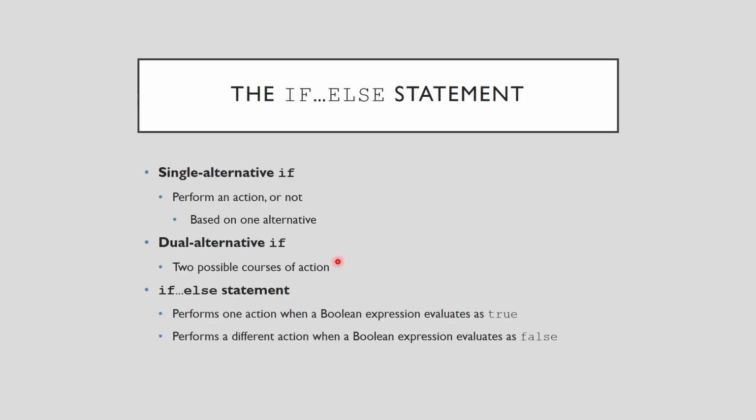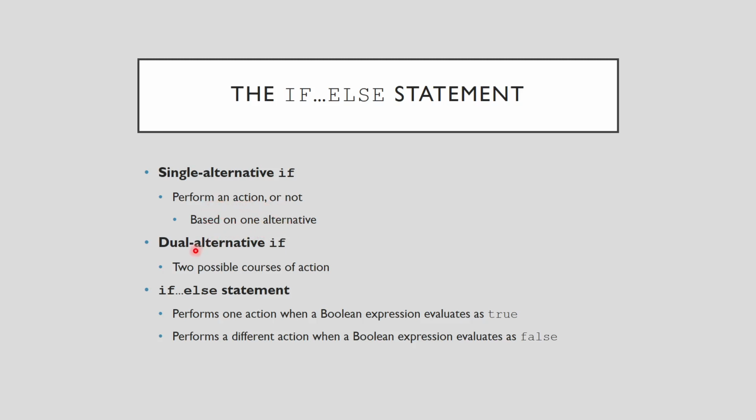Now, we have different alternatives for the decision-making logic or decision-making structure. We have the single alternative if. The single alternative if is based on one alternative, meaning there are no statements under the condition if the statement is false. So there is no other statement to be executed if the condition is false.